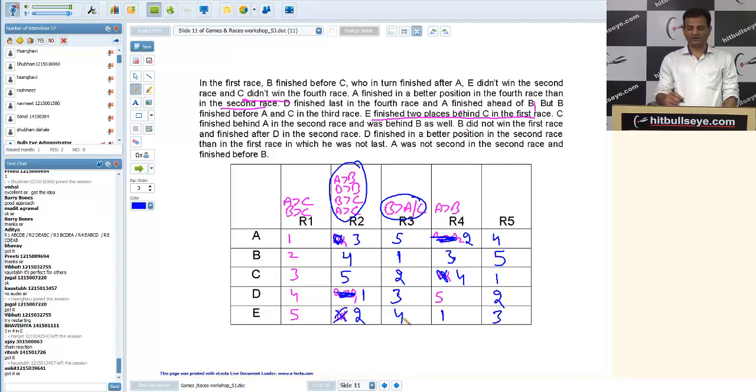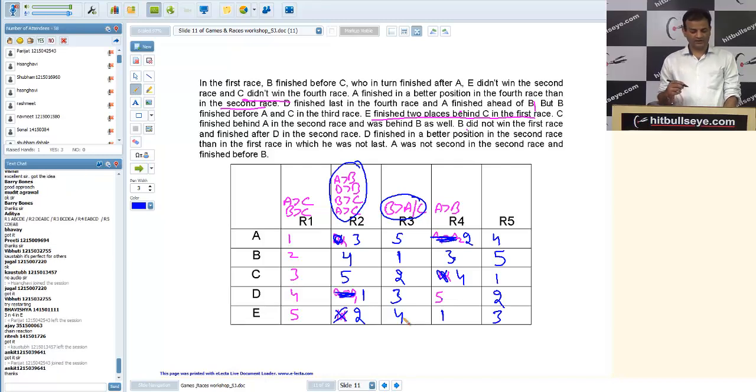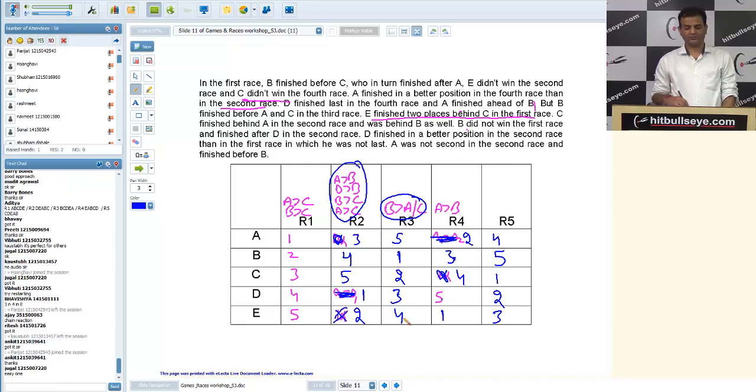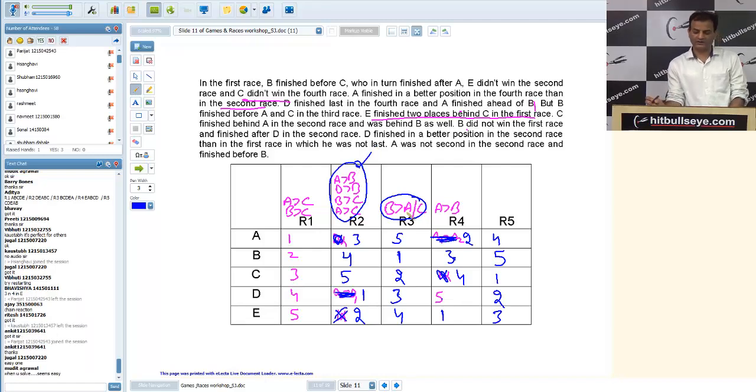Otherwise, if you write the data in a random manner, then believe me, it can take a lot of time, and sometimes it's not possible to solve the question under time pressure. So try to write all the data under the race, like race 1, race 2, race 3, race 4. If I write the data in a random manner, then it's very tough to correlate the data.